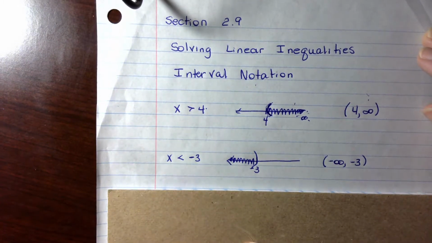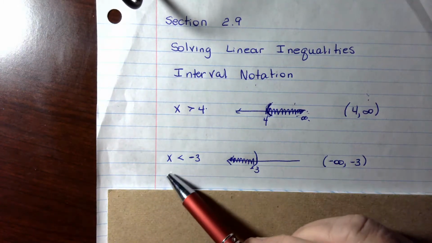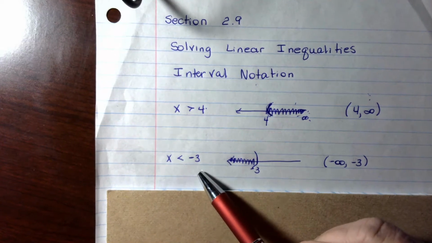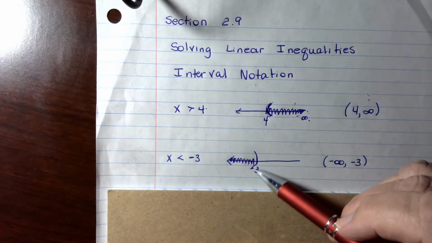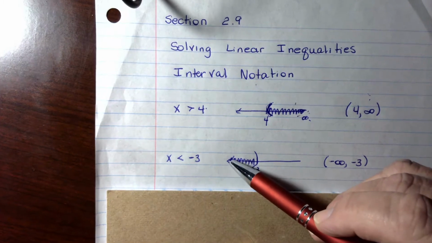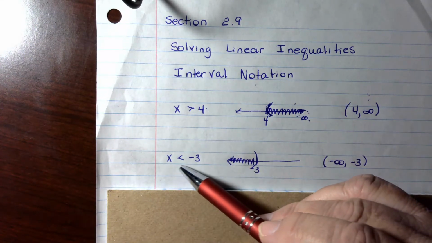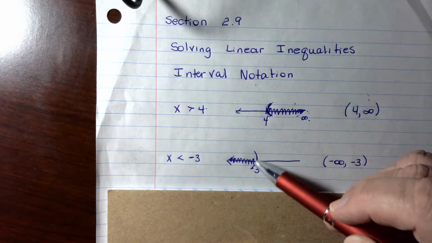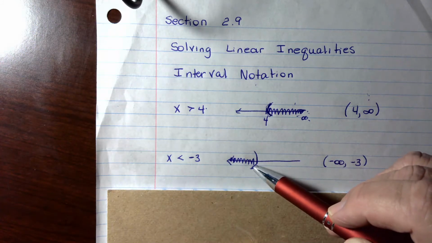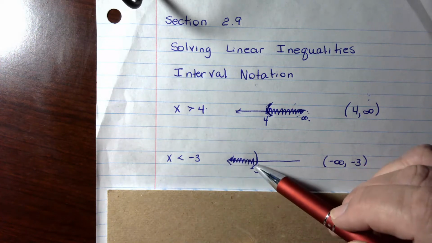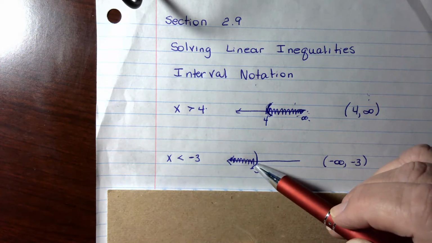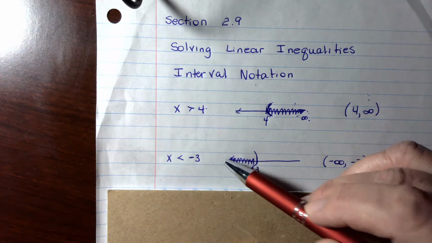Alright, so for my next example, I have x is less than -3. So I started at -3 and I shaded left because it was less than. Because it didn't have the equal to, I used a parenthesis. And when you write an interval notation, you go left to right as it appears on the number line. And the order does matter. It's got to go left to right.